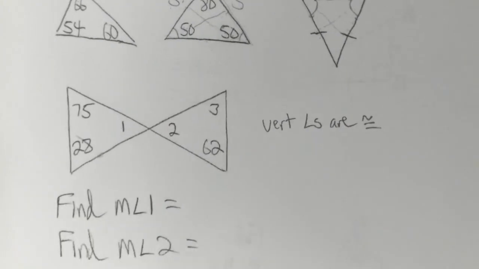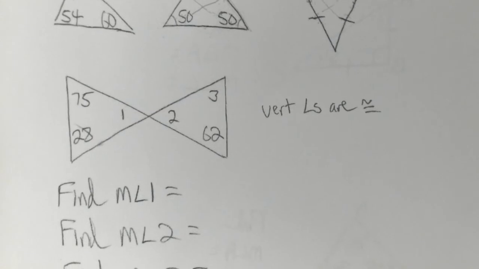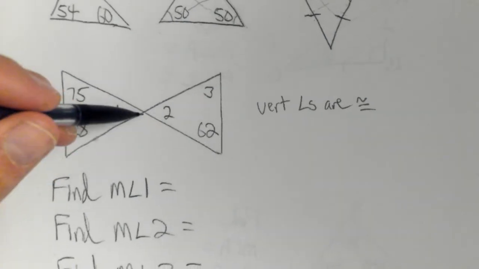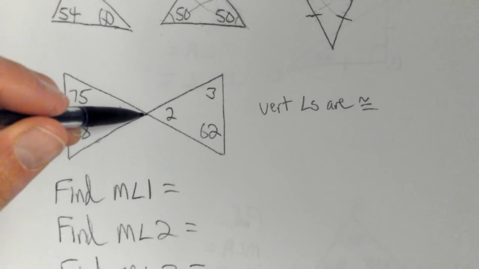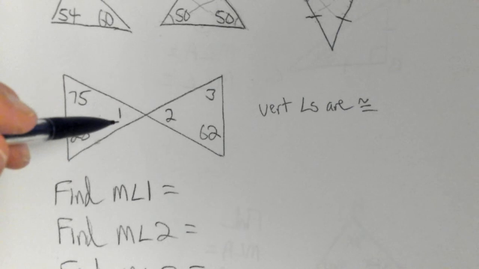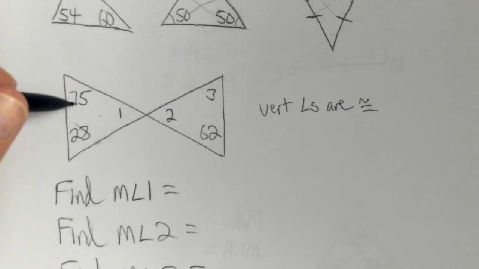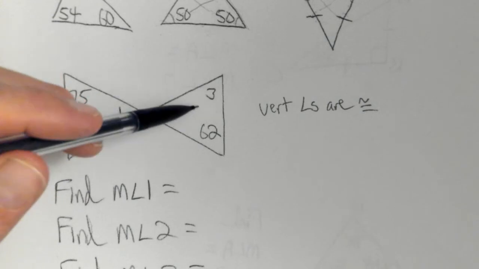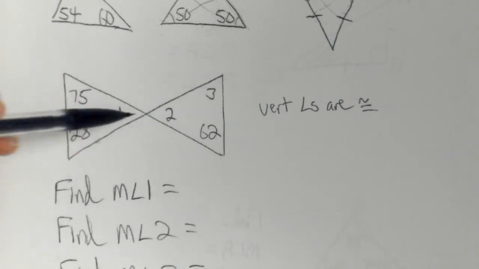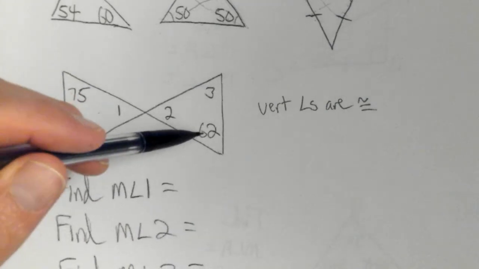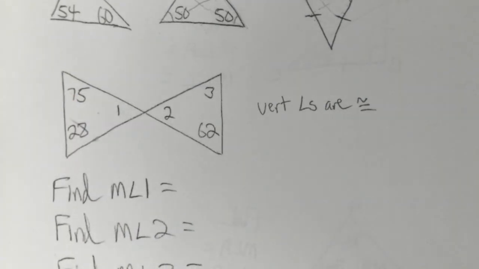Alright, so let's actually go and work something out here. What we've got here is two triangles. They're connected by a common point here. This is angle 1, 2, and 3. And so we've got 75 here, 28 here. We've got angles 1, 2, and 3, of course, is here. And we've got 62 degrees on this side.